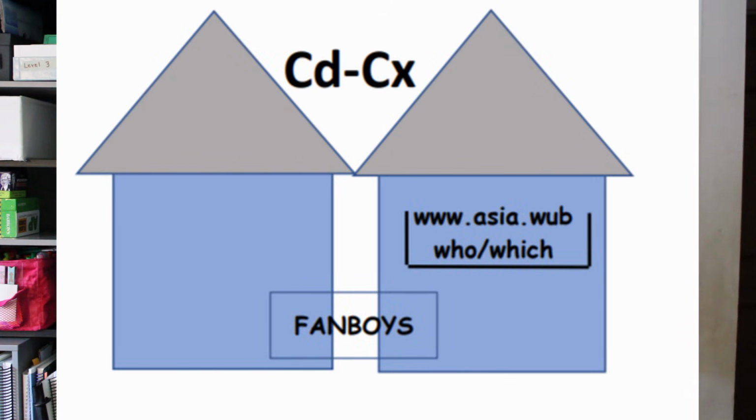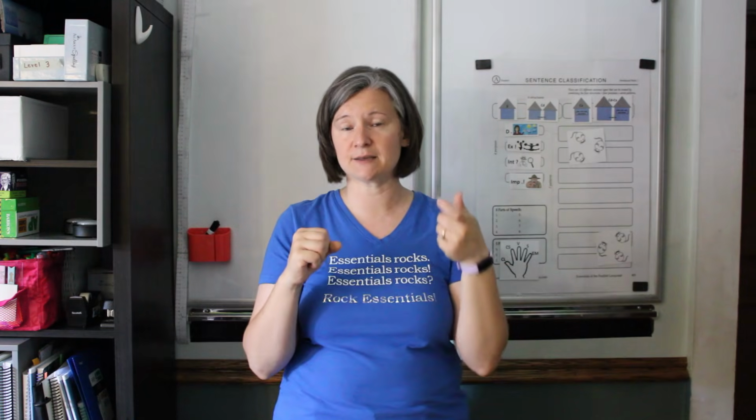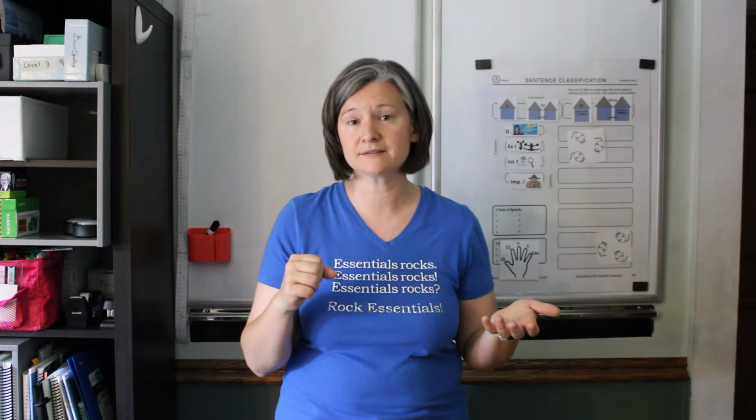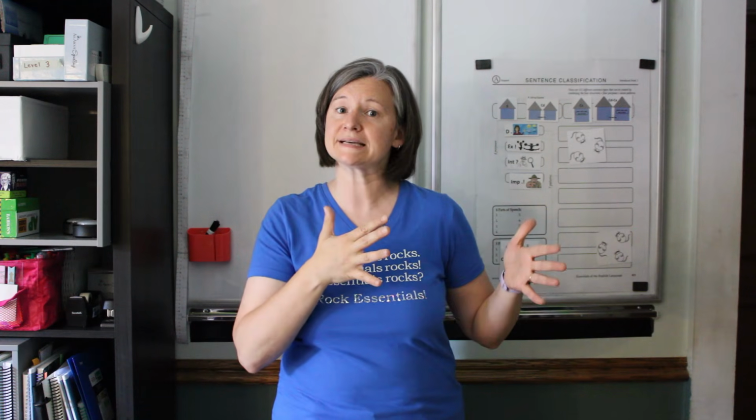So we have two independent houses that are joined together by that fanboy's fence. So those are our two independent clauses making a compound sentence. And then one of those independent clauses has that balcony on it that can't stand all by itself. It has to be connected to something else. And that is our dependent clause that makes it a compound, complex sentence.